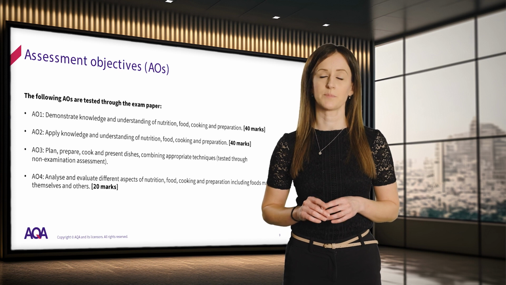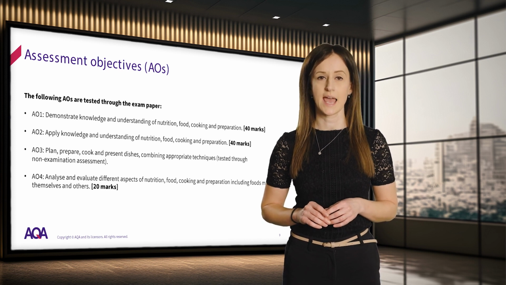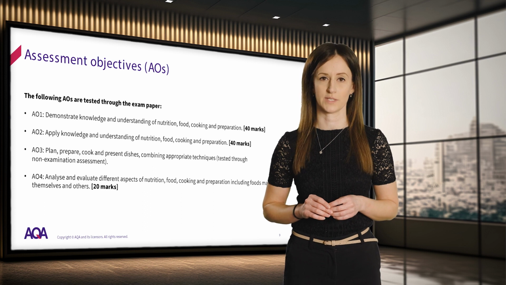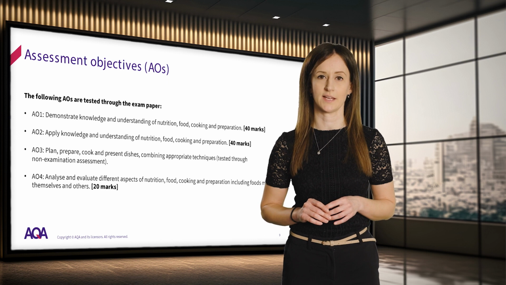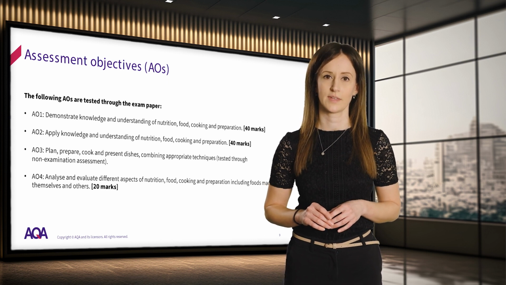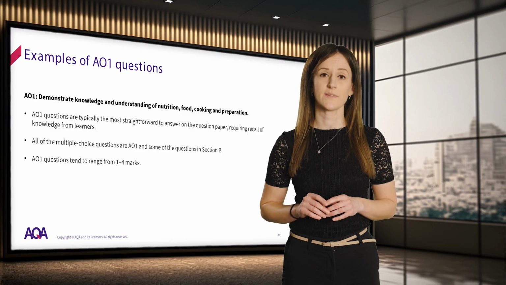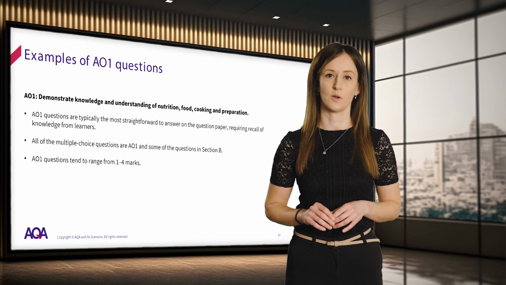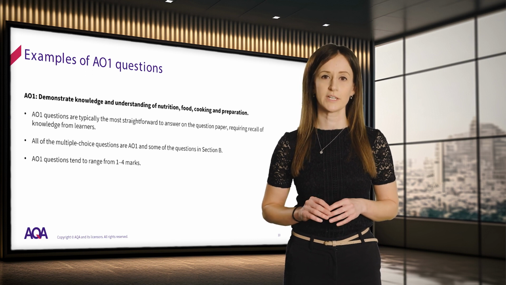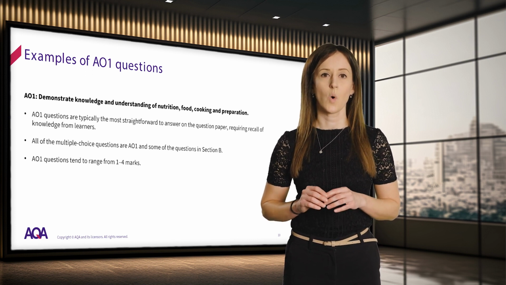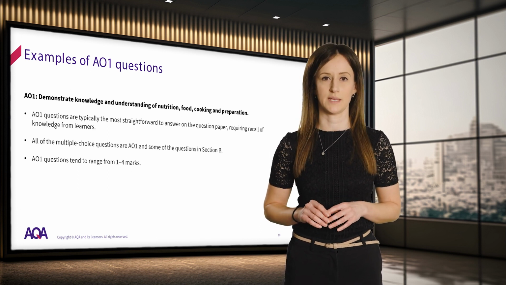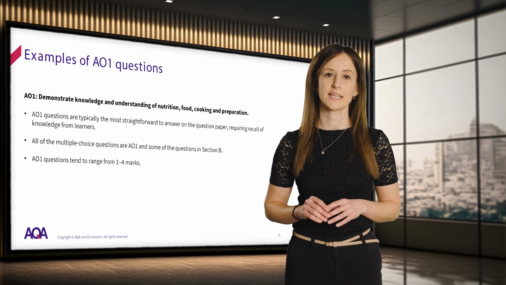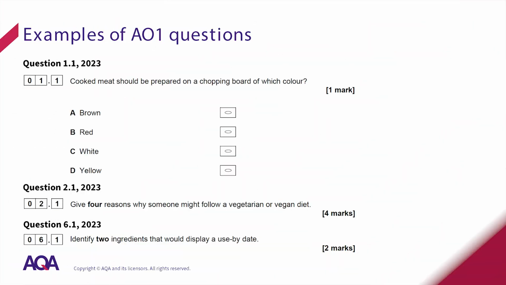40 marks are allocated to both AO1 and AO2 questions, and 20 marks are allocated to AO4 questions. AO3 is only assessed through the non-examination assessment tasks that students complete during Year 11. AO3 is not assessed through the exam paper. Questions for AO1 are typically the most straightforward questions on the question paper, requiring recall of knowledge from students. All of the 20 multiple choice questions are AO1, and some of the questions in Section B. AO1 questions tend to range from 1 to 4 marks.